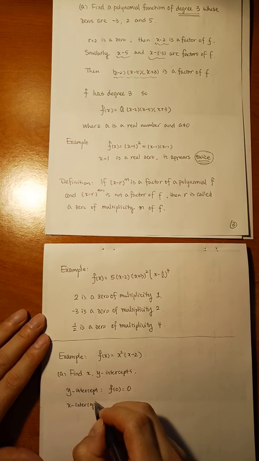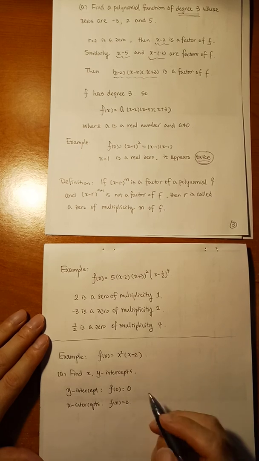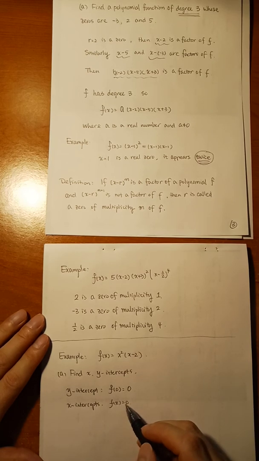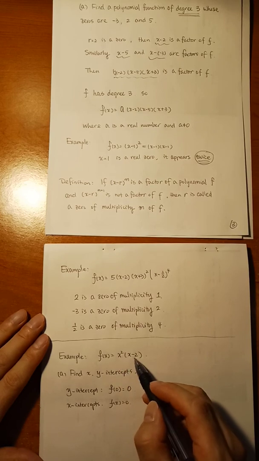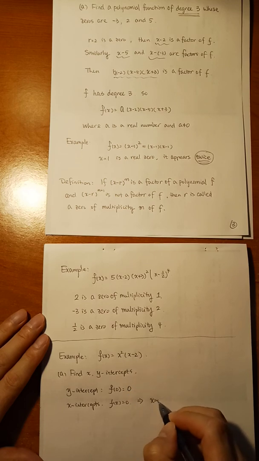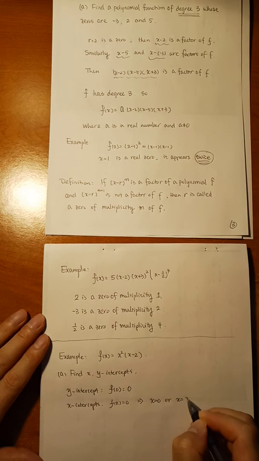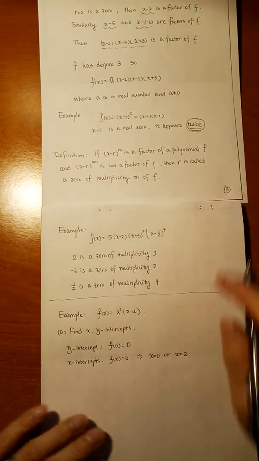X-intercept is a solution of f(x) equal to 0. f(x) equal to 0, either x is 0 or x minus 2 is 0. X minus 2 equal to 0, x is 2. So you get either x is 0 or x is 2. Okay, so these are the x-intercepts.